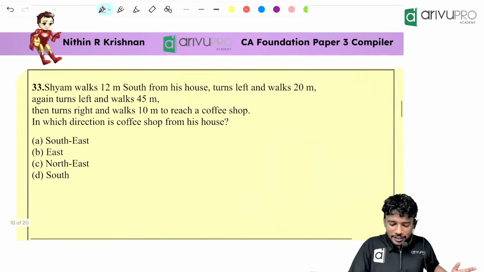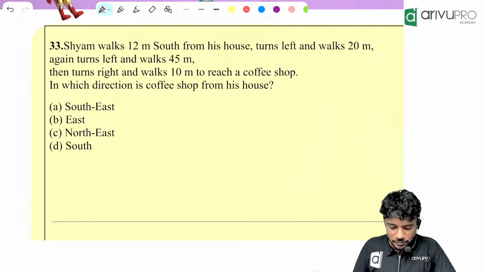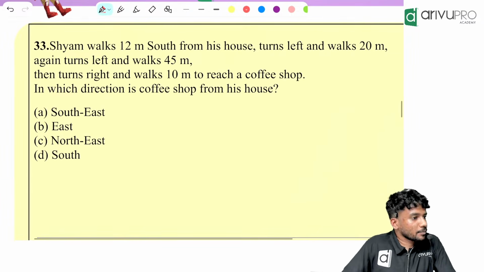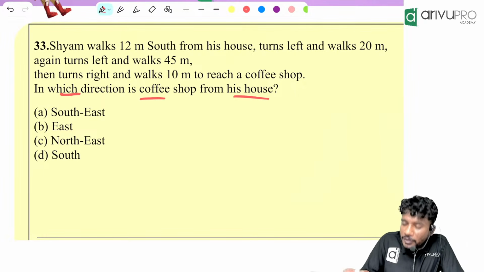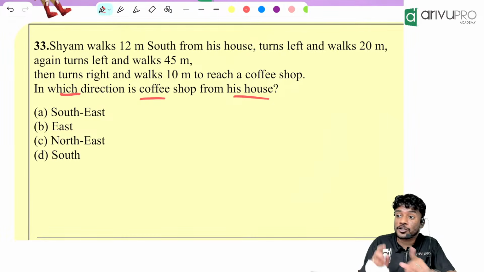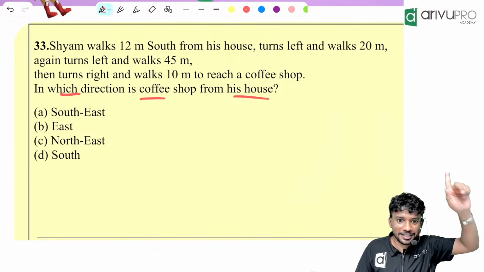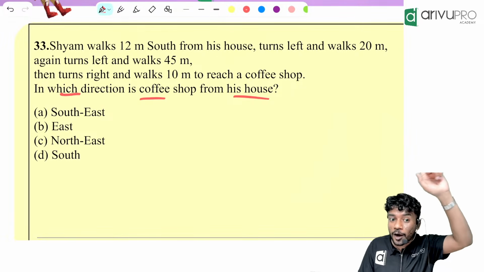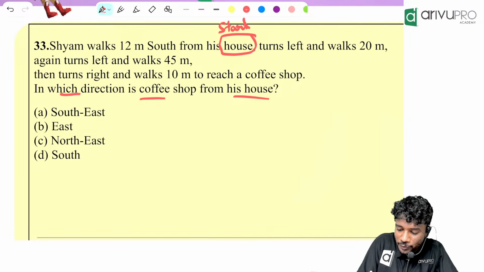Then, in the question, in which direction is the coffee shop from his house? First of all, we should know whether house is the initial point. Usually, I told you when I taught you this, in most questions, whenever house is there, house is the starting point. So house is the starting point here also.